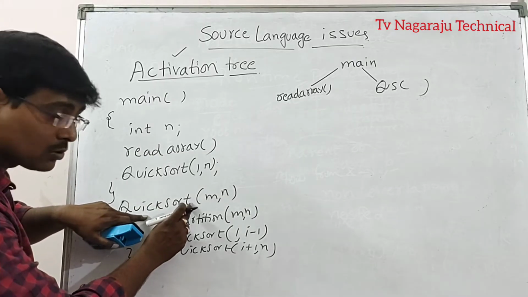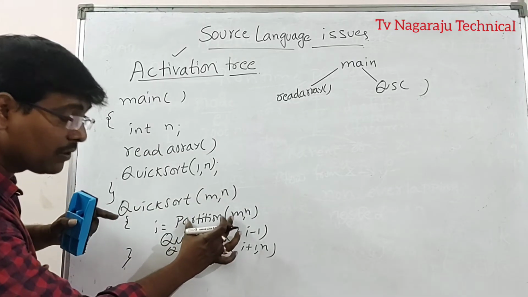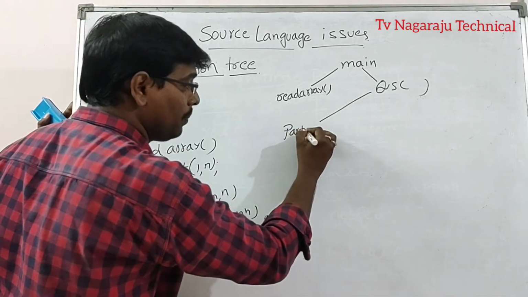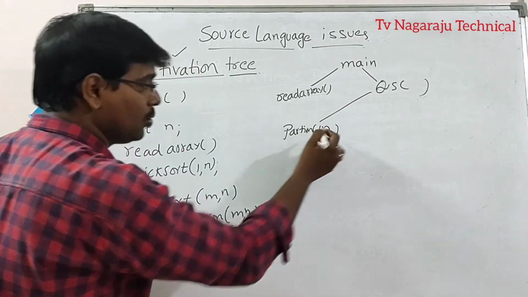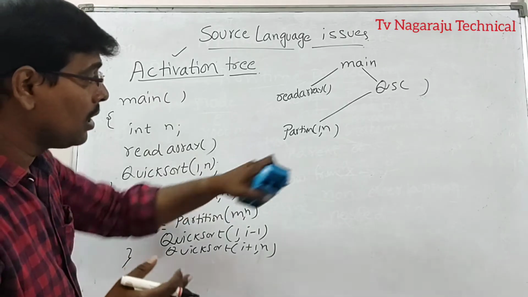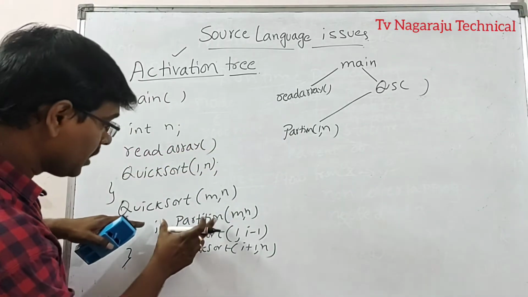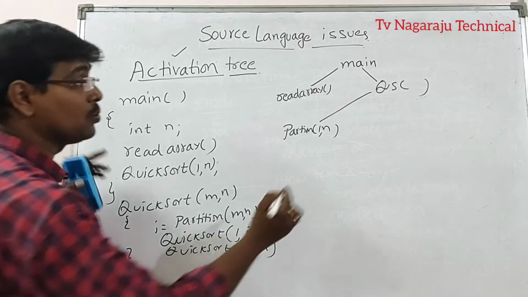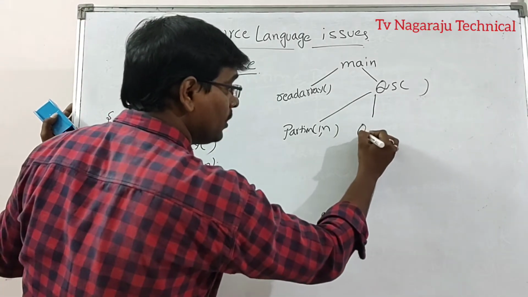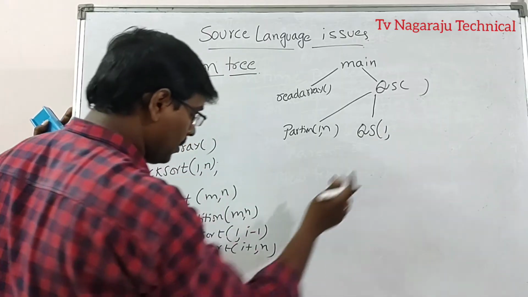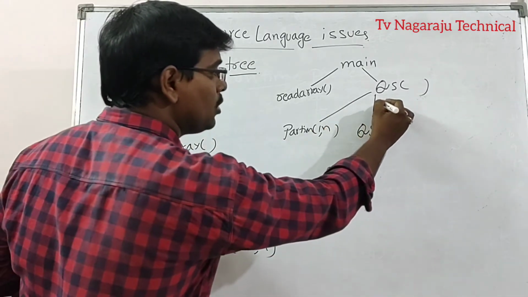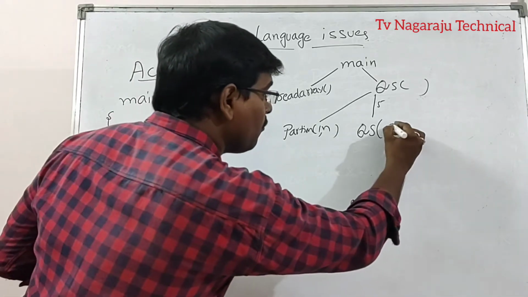Immediately it calls the next one. What is the first method there? Partition. For example, partition of some value. After completion of the partition, we move to the next one. For example, quicksort of 1 comma i. Assume partition gives the i value as 5. We can take anything, 4.